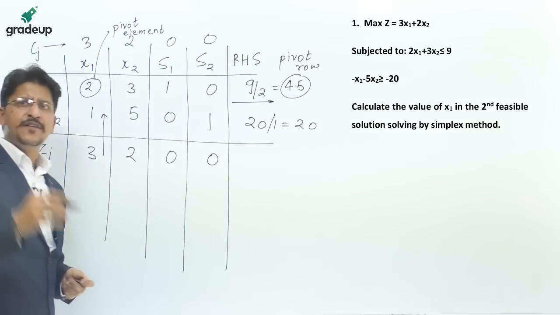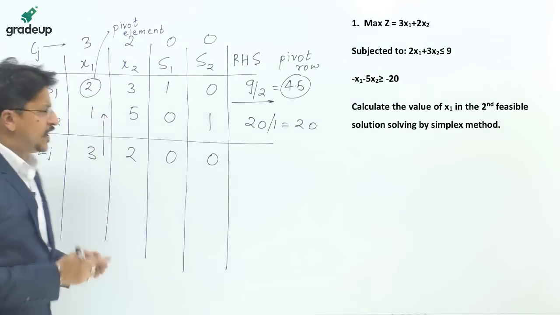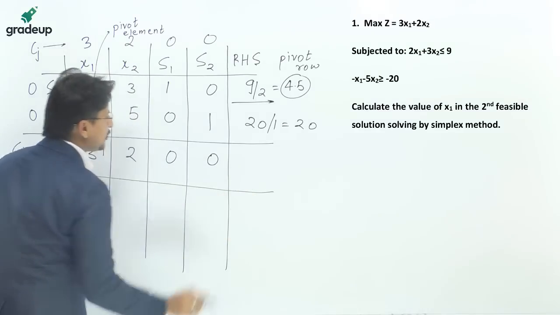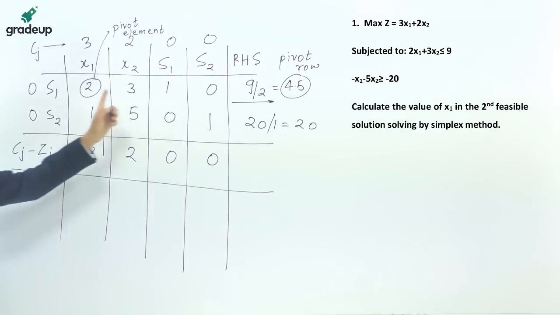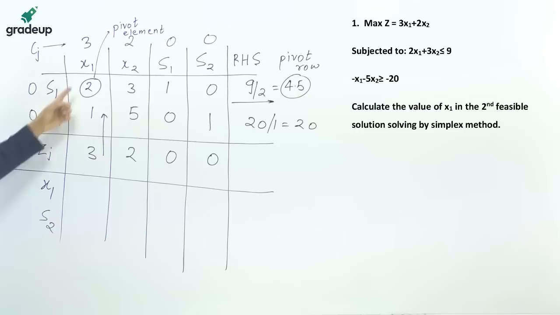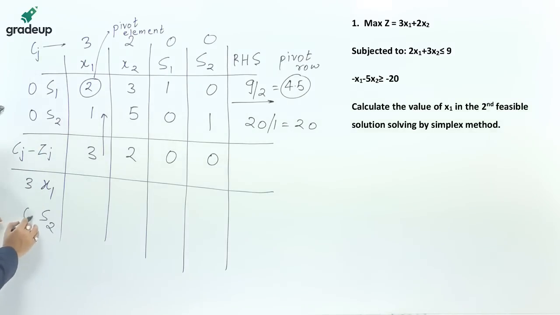4.5 leaving, Yogeshvi, absolutely right. Now in the second iteration, S1 has left and X1 has entered, so X1 and S2 will remain like this. Now just again copying the coefficients, the X1 coefficient is 3, the S2 coefficient is again 0.